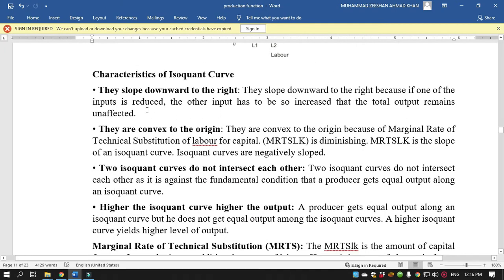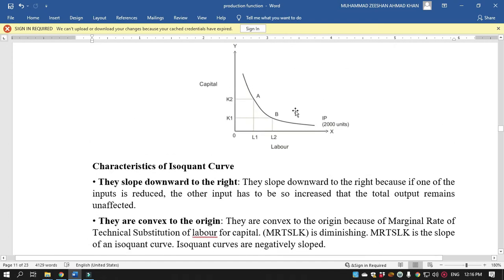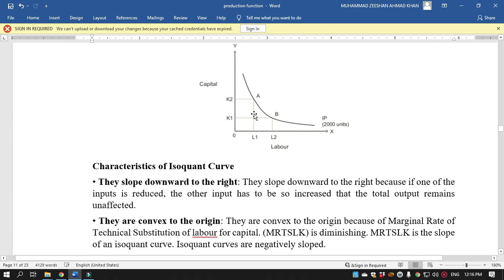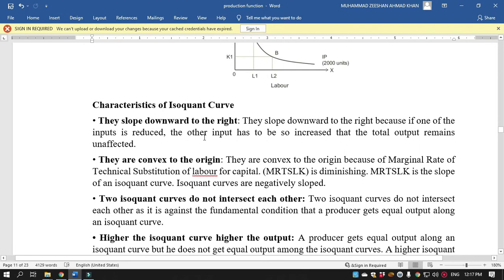There are some characteristics of isoquant curves. The first is that they slope downwards to the right. You can see that it is a left to right downward slope because of the substitution. You can substitute your capital with labor or labor with capital. With these curves you are substituting these factors for each other in such a way that the output level remains unchanged. The second is that it is convex to the origin.